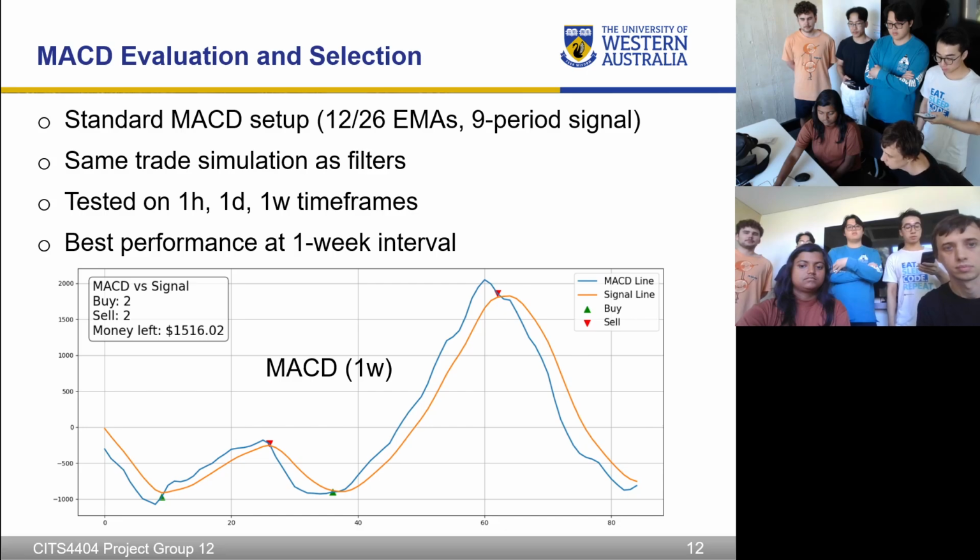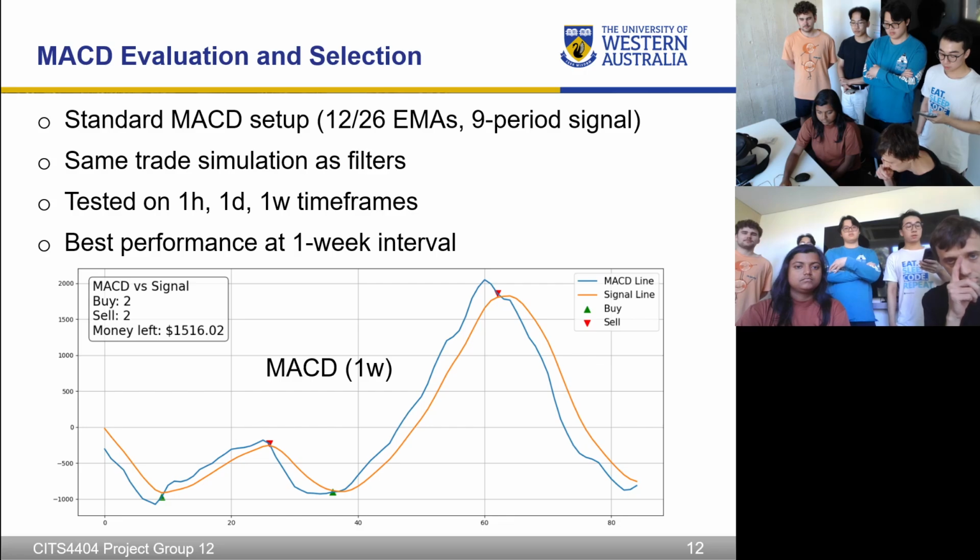We tested MACD with the standard 26 EMAs and signal line using the same trade simulation. On 1 hour data, it made no profit. On 1 day data, it had a small loss. On 1 week data, it performed best, growing the portfolio to $1,516.33, the highest across all tests, suggesting strong long-term potential and room for tuning on shorter timeframes.